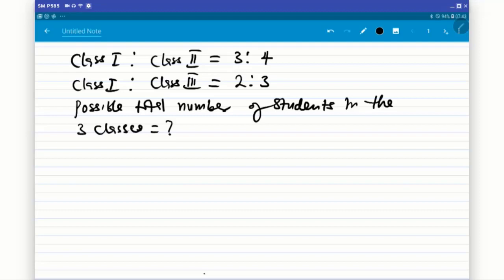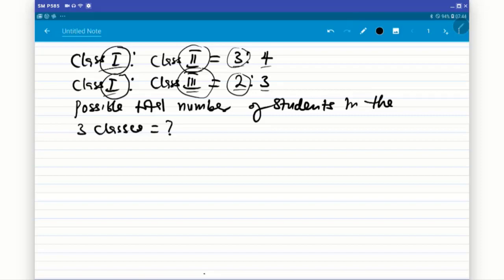Alright, so the question says the ratio of class 1 to class 2 is 3 to 4, and the ratio of class 1 to class 3 is 2 to 3. So what's the possible number of students in the three classes? Now, if we check this, you can see that we have class 1 and the ratio is 3 here. The same class 1 here, the ratio is 2. So we have the same class with two different ratios here. This is because we are comparing that class with two different quantities, class 2 and class 3. So that's why we have different ratios.